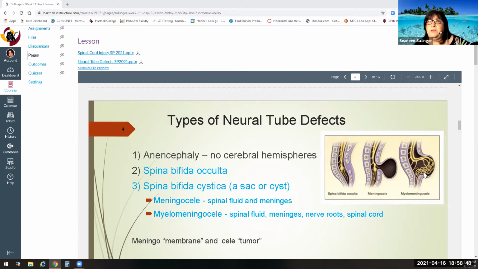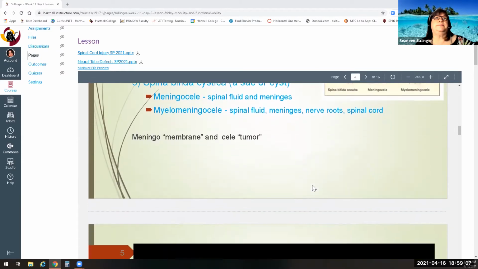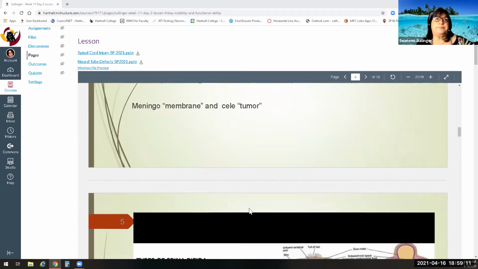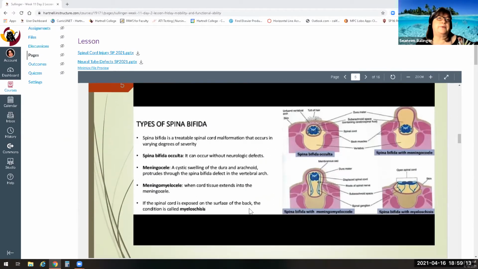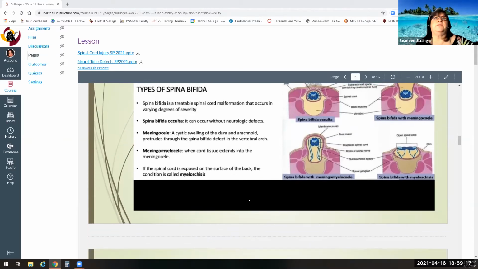So you guys still with me, right? This one is hidden. You wouldn't necessarily know it's there. There may not even be many deficits. Then you have where it's the fluid and the meninges, and then where it's the fluid, the meninges, and the nerve roots and spinal cord. And that's where you get meningo is membrane and cele is tumor. And this just shows you different types of pictures.